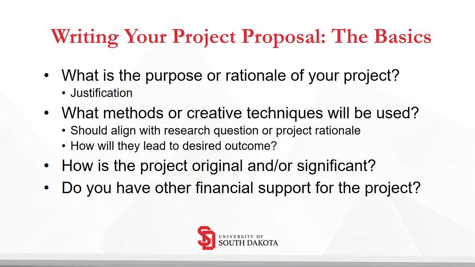The second piece that you need to outline is what methods or creative techniques will you be using in your process. And one thing to make clear here, this is how you're going to go about this. So potentially, what exactly are you going to do during the summer or for your project? And remember that these methods and techniques should align with the research question if it's a research project, or it should align with the rationale if it is a creative scholarship project. So what types of techniques, whether that be you're doing an experiment if it's research related, or if it is more creative, what types of skills will you learn, or what types of activities will you be engaging in?